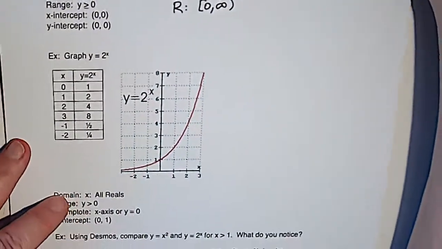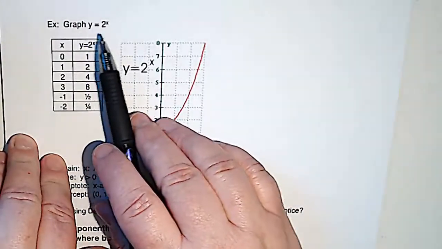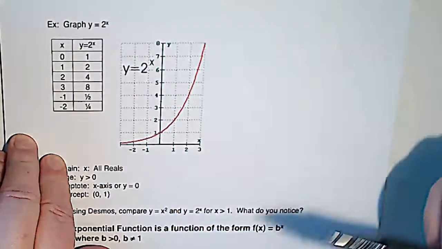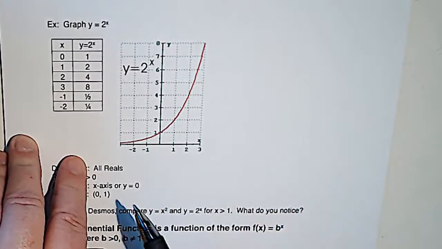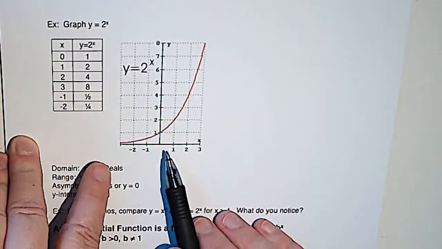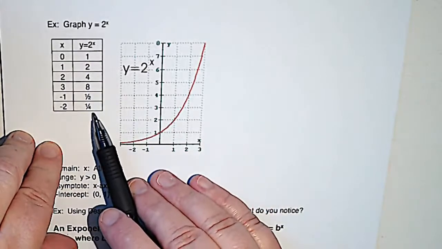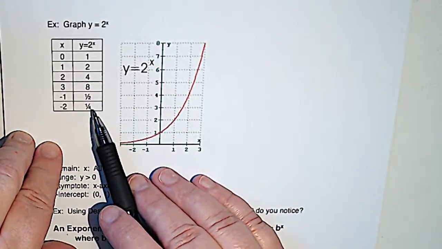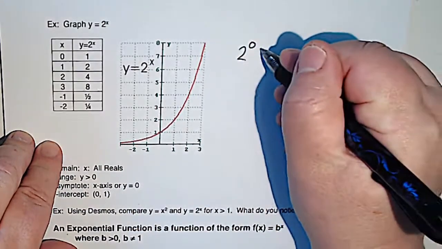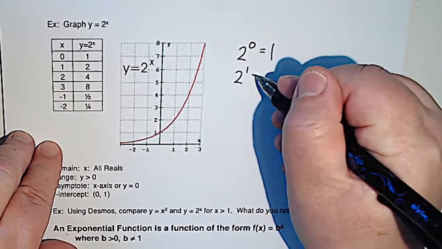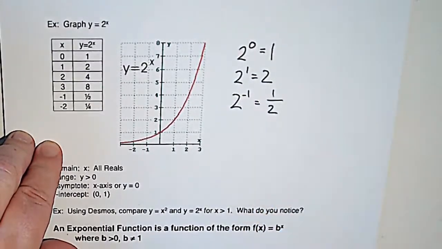Now notice this is very similar, but this one is y equals 2 to the x. So instead of x squared, it's 2 to the x. We reversed their positioning, and notice what happens. Same situation: no matter what x is, y is always positive. But here's the interesting thing. When you take exponents, 2 to the 0th is 1, 2 to the 1st is 2, and 2 to the -1 is 1/2.